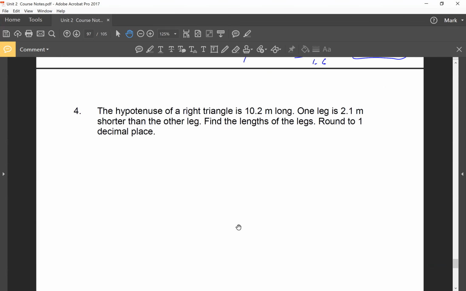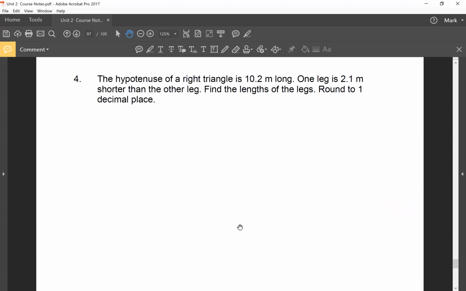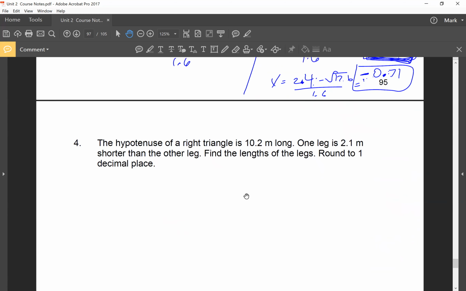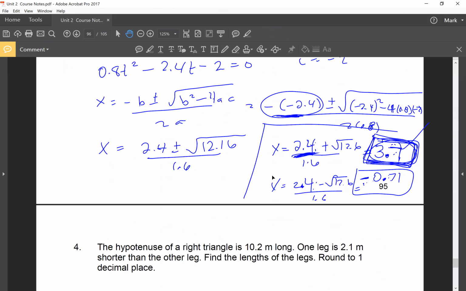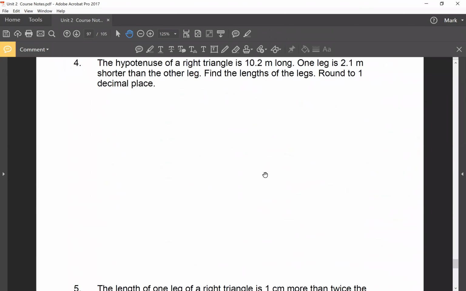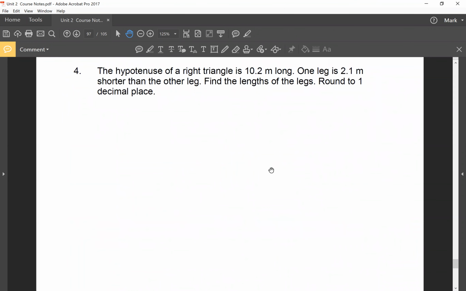I guess I'll do number 4. Again, between us, make sure you know how to do numbers 2 and 3. But let's look at number 4. The hypotenuse of a right triangle is 10.2 meters long. Okay, so let's draw a little picture here. It's not a very nice right triangle, is it?